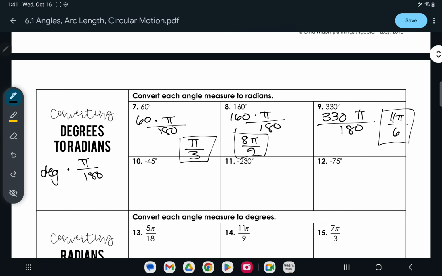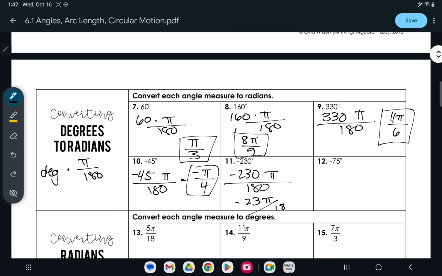For negative angles, the formula does not change. We still use the same one. So negative 45 times pi over 180, and we still just reduce the fraction, so negative pi over 4. Negative 230 times pi over 180 gives us negative 23 pi over 18. Negative 75 pi over 180, and then we reduce to negative 5 pi over 12.